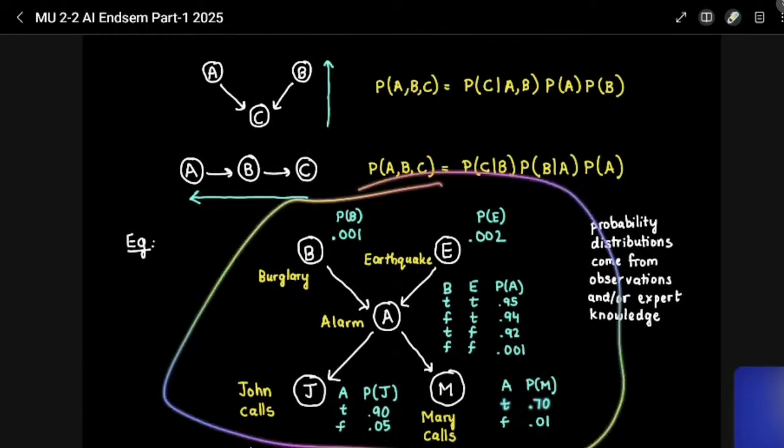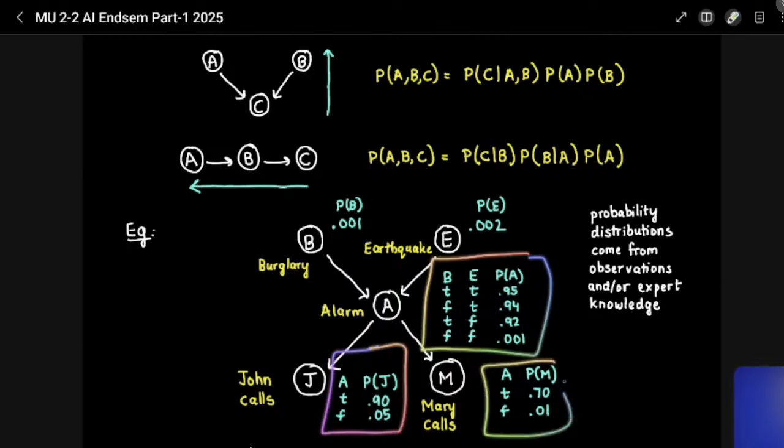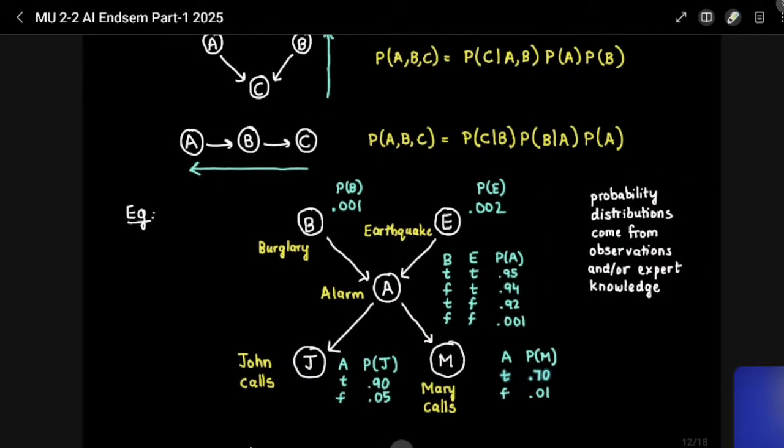This is like a proper example. You have a Bayesian network. You have all the random variables, and each random variable is associated with a probability distribution. How did we get these numbers? It's already given in the question. They either come from observations or from expert knowledge. So you have B, burglary, earthquake, alarm, John calls, Mary calls. They're all random variables. That's why they're in capital letters. Random variables will be written in capital letters.